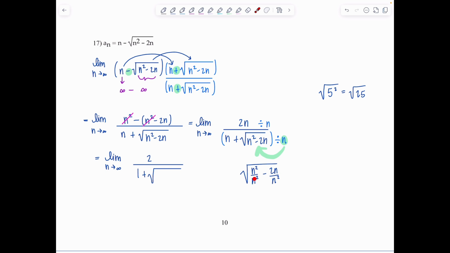So this will be 1 minus 2 over n here. And then n's going to infinity, so this guy goes to 0. This is 2 over 1 plus the square root of 1, which is 2 divided by 2. This limit is 1, and the sequence converges. Ooh, so nice.